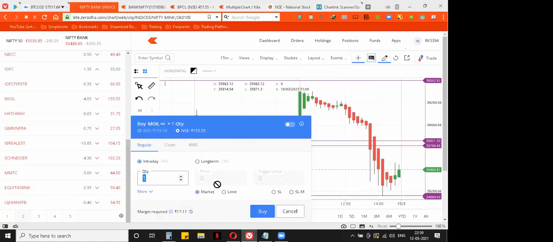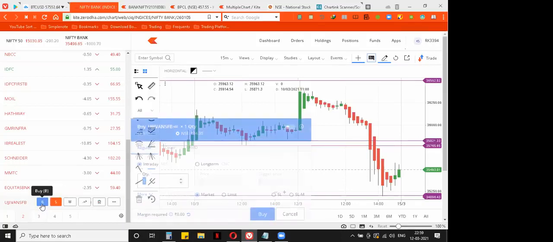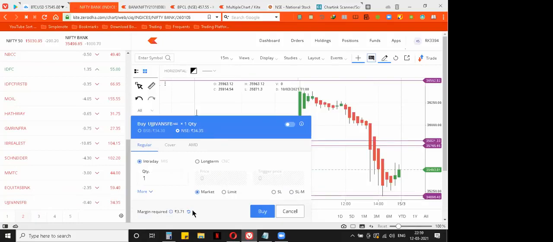Yeah. So 155 divided by 17 is the number of times margin you get. And interestingly, I found some stocks like Ujjivan Small Finance Bank, which only asks you for 3 rupees 71 paisa. It was around, sir, 9.5x margin.